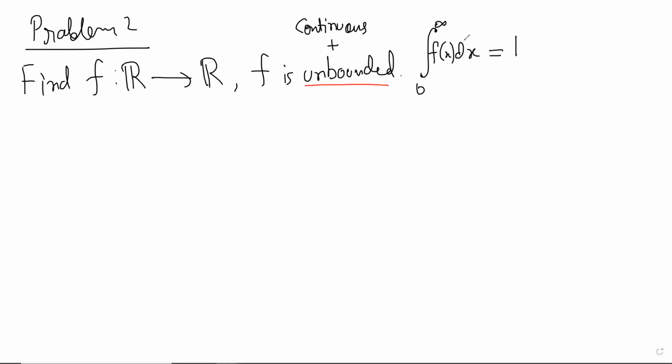So someone said 1 by x. 1 by x is certainly unbounded, but it is not defined on all reals. We want a function that's defined on all reals. But I don't think the integral is finite, right? Yeah, the integral is still not finite. You can check that even by calculations.